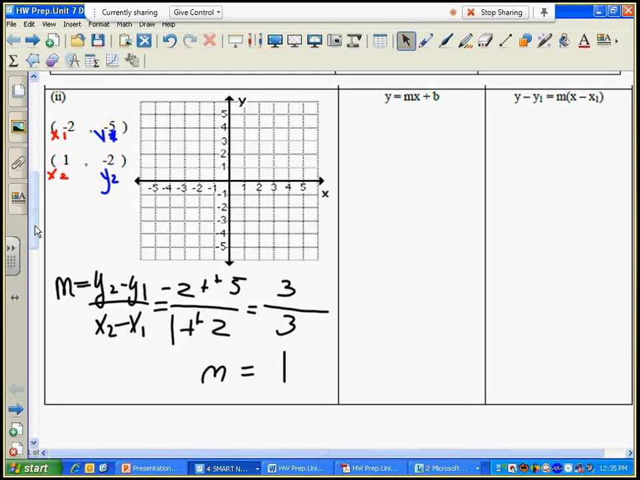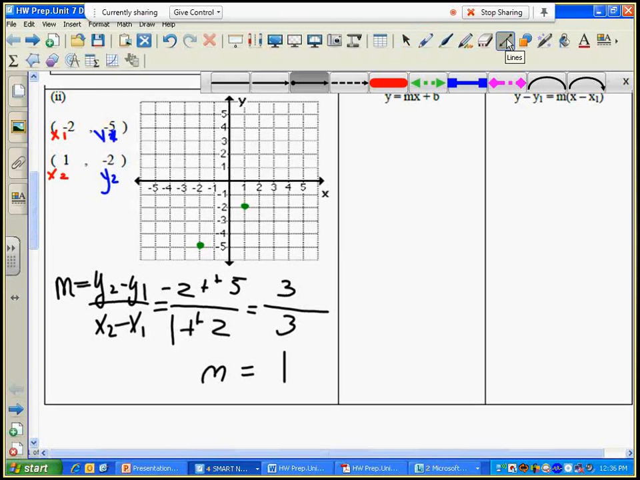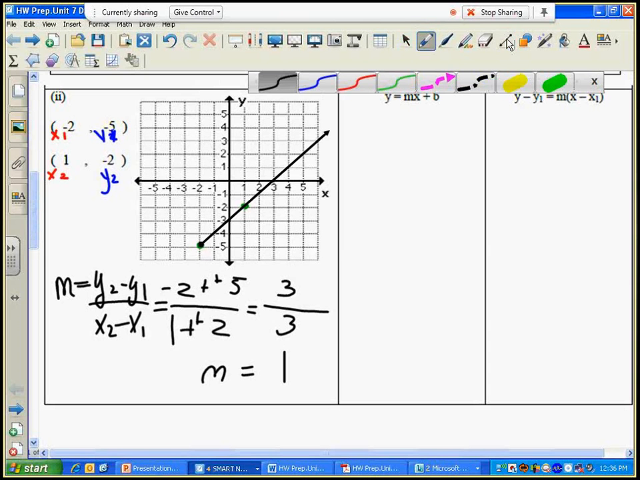Let's plot those 2 points and look on the graph and see if we in fact do get a slope of 1. Okay, so (-2, -5) is here. (1, -2) is here. Let's use our line here to draw our graph, just like so. Okay? And there's what the line looks like.